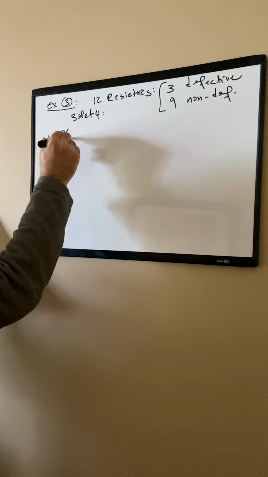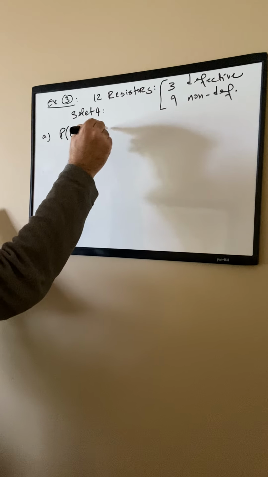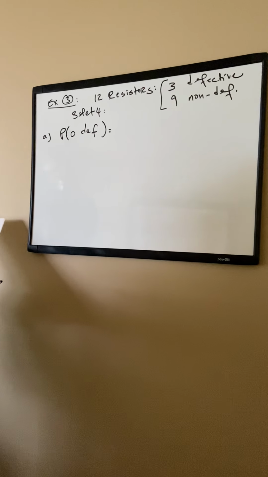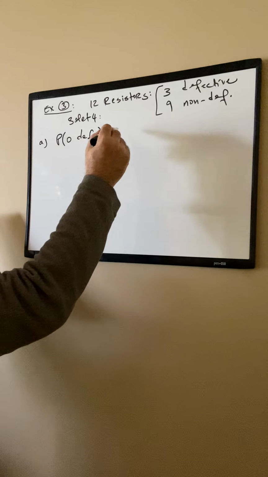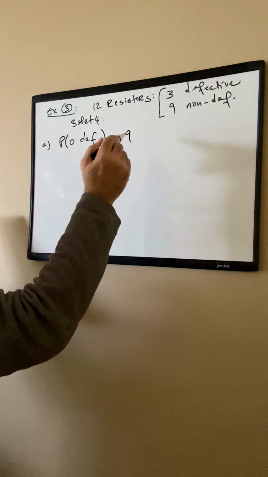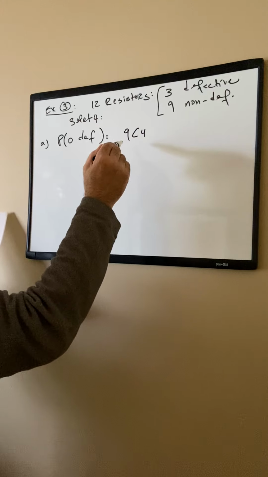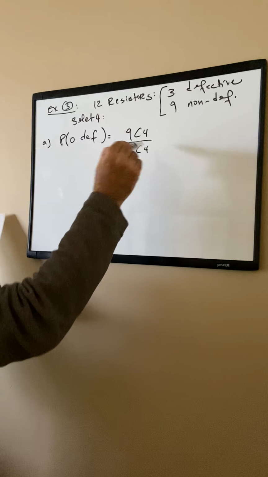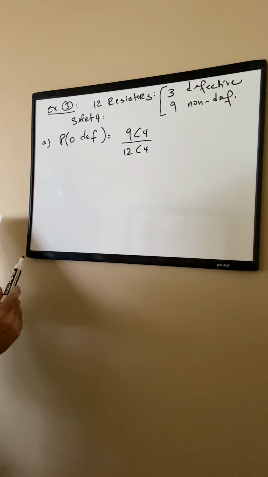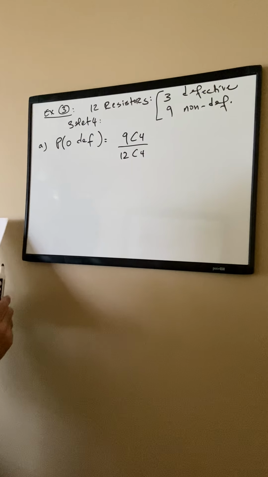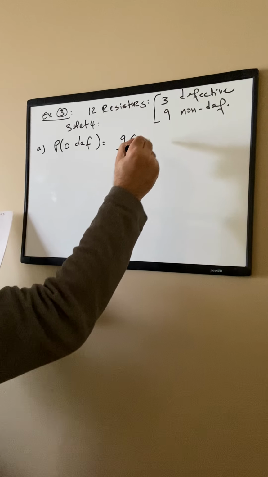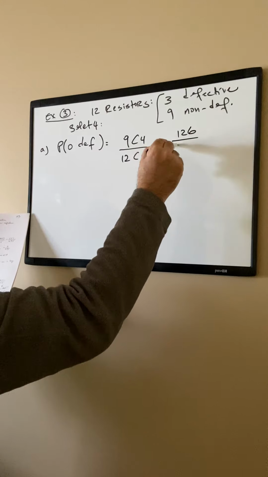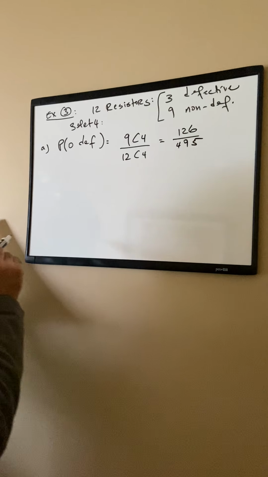What's the probability 0 of these resistors are defective? 0 defective, that means the 4 that we're going to select are going to be non-defective. So we have 9 non-defective resistors from which we're going to select 4 at a time. Divided, we have 12 total resistors from which we're selecting 4 at a time. So the probability is going to be 9 combination 4 divided by 12 combination 4. So we're going to end up with a ratio of 126 divided by 495.